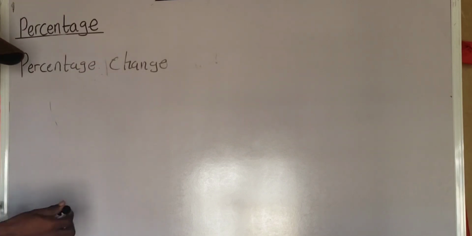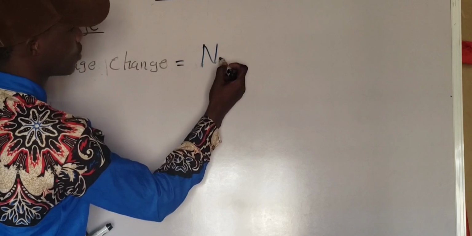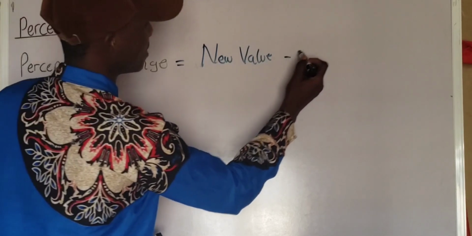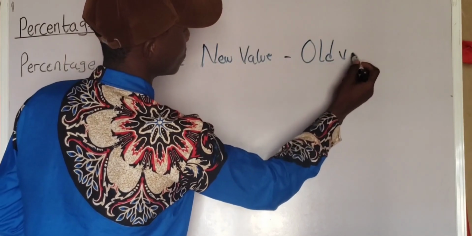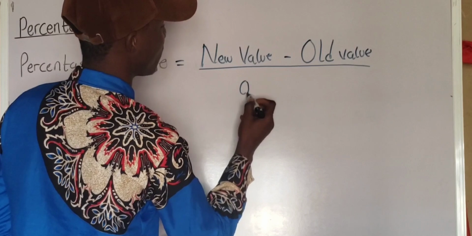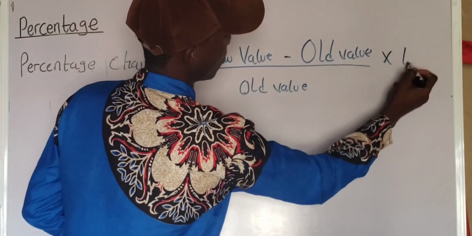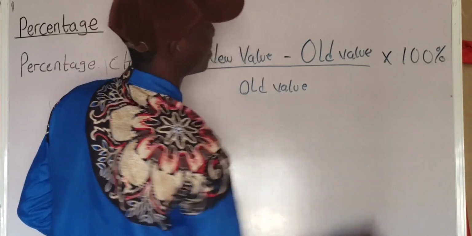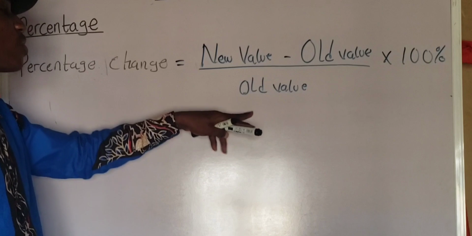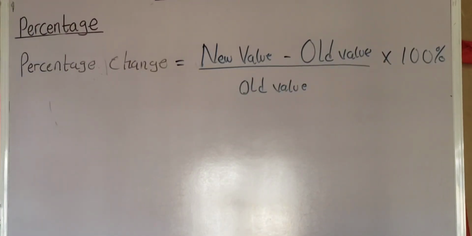Percentage change is given by this formula. New value, please, I want you to know this formula, okay? New value minus old value all over old value multiplied by 100%. Do you understand? New value minus old value all over old value multiplied by 100%. That is the formula for calculating percentage change.